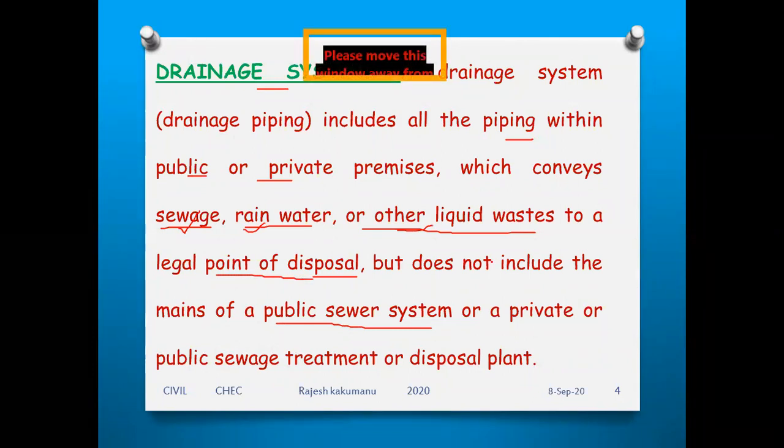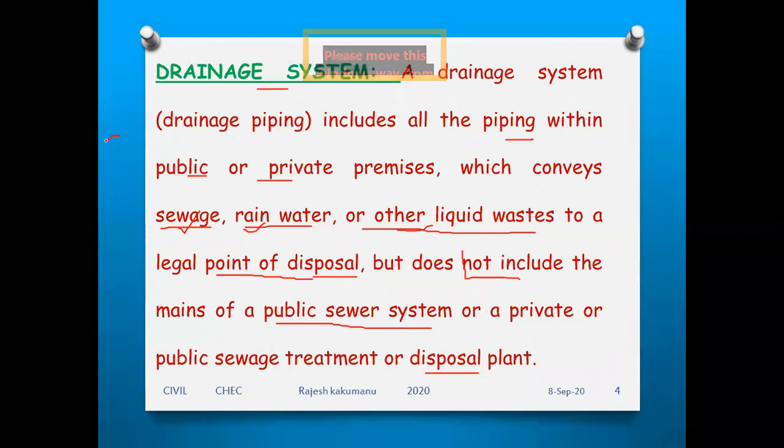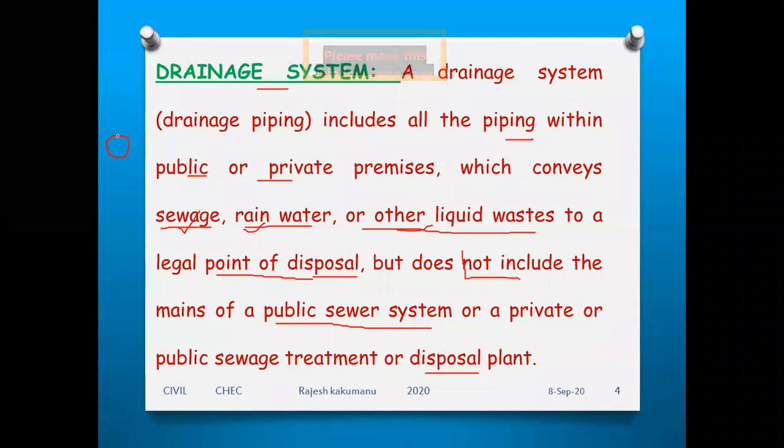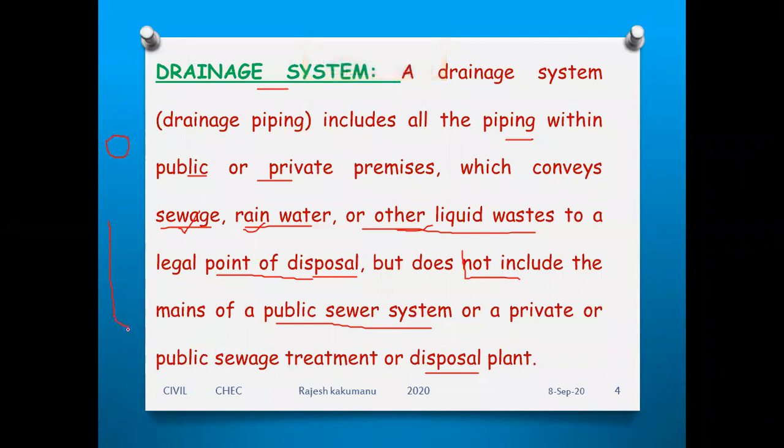But you know, include kanidenti, but it does not include the mains of public sewer system or a private or public sewage treatment or disposal plant. So idantha drainage system anedi oka chinna part, right? Drainage system is oka chinna part. Public sewer means a big disposal plant area. So drainage system ante idi, public sewer system ante idi.